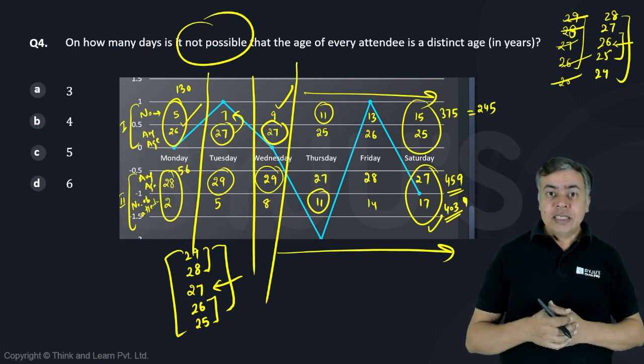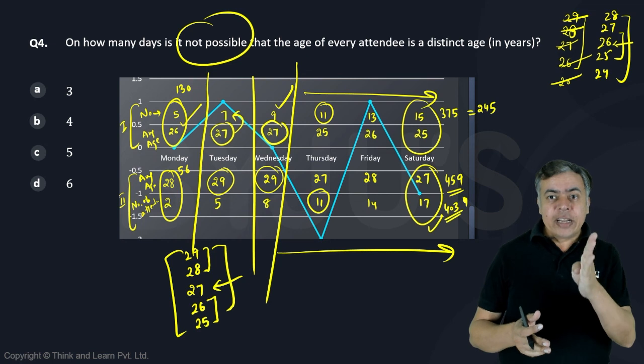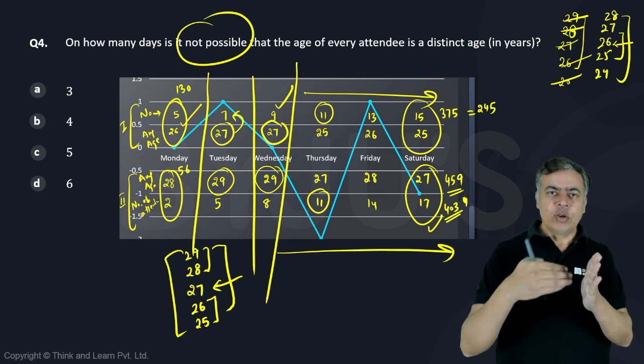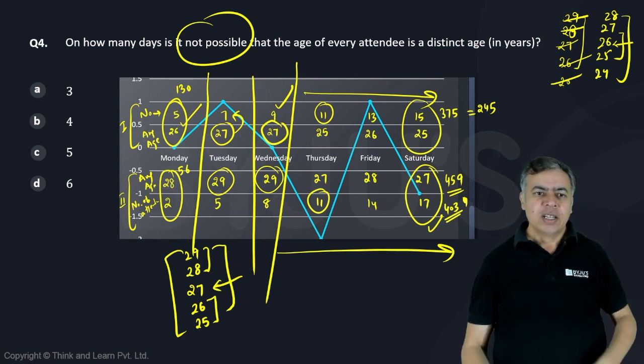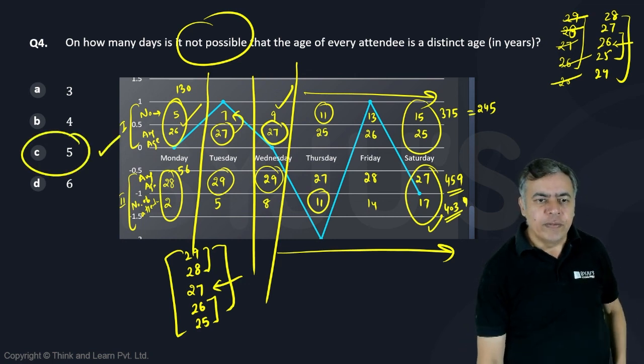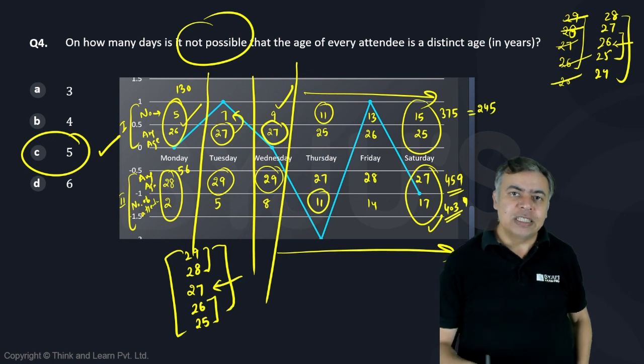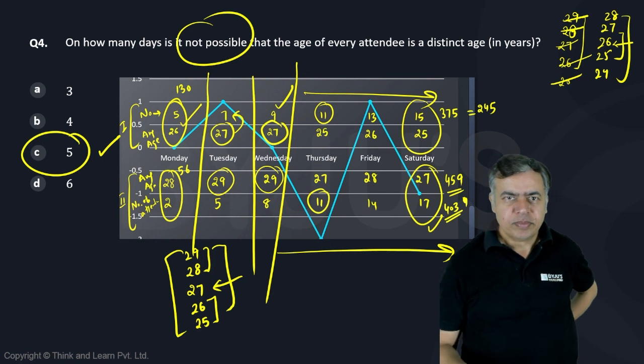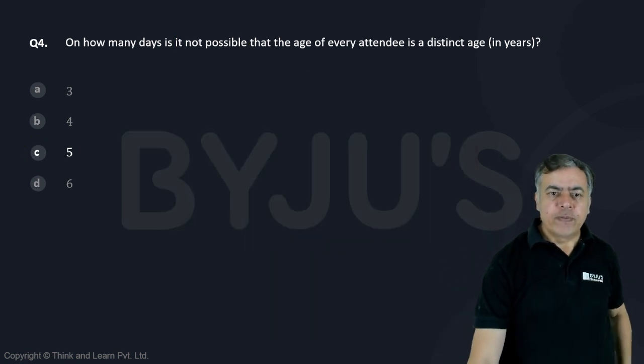So that means only on Monday is it possible to have attendees with distinct ages, whether you take case 1 or case 2. So that means for the rest, all 5 days, it is not possible. Okay. So yes, option C, 5, is the correct answer.